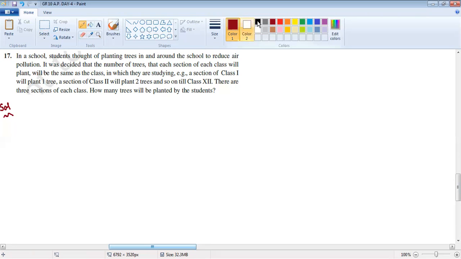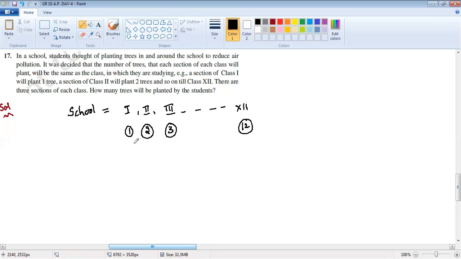Okay. So now for the total school, there are sections from classes 1 to 12. When it comes to the first standard, they will plant 1 plant. Next, the second standard, they will plant 2. Third standard, they will plant 3. Fourth standard, 4. Then till the 12th standard, they will plant 12 plants. Now, all together, how many plants will they plant? Like this is one way.